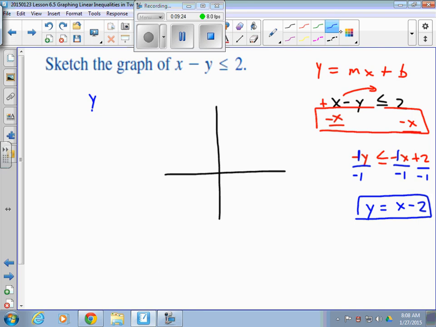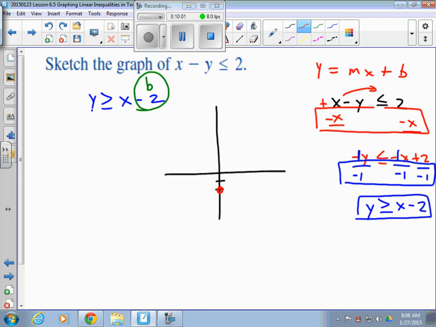What about this step? It says divide by negative 1. Does that make us reverse them? Yes. When you multiply or divide by a negative number, you reverse that symbol. And instead of saying less than or equal to, now it says y is greater than or equal to x minus 2. So when we graph that, our b value is negative 2. That means to begin on your y-axis at negative 2 right there.